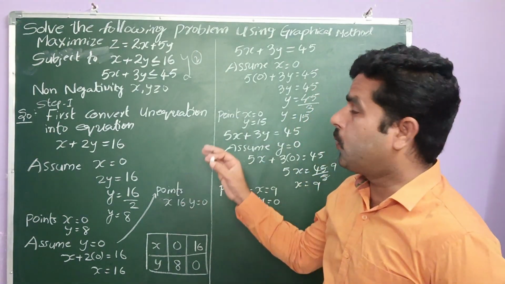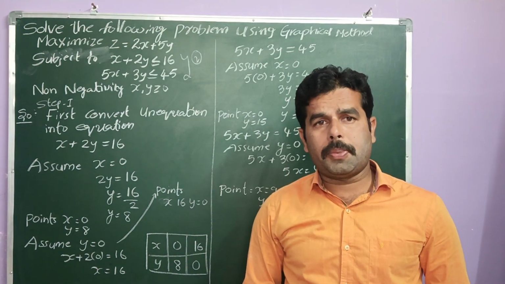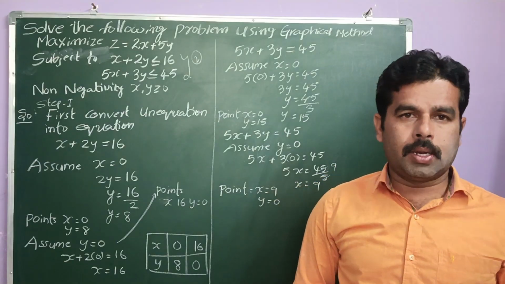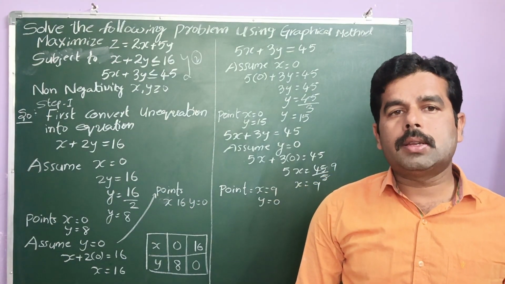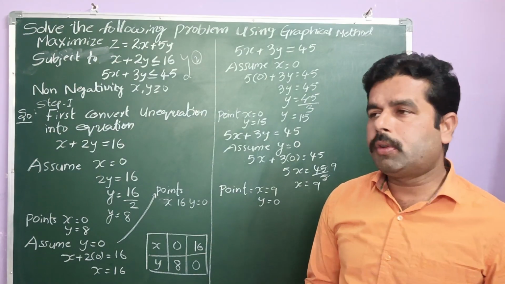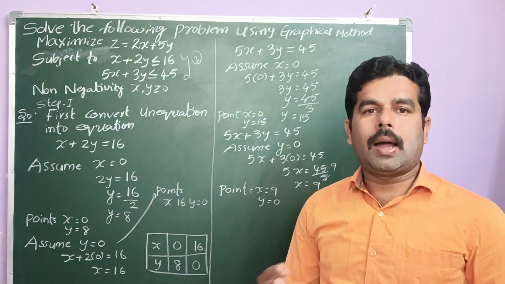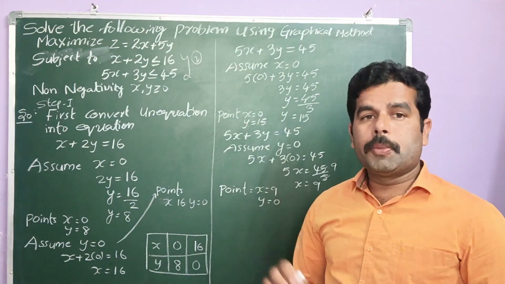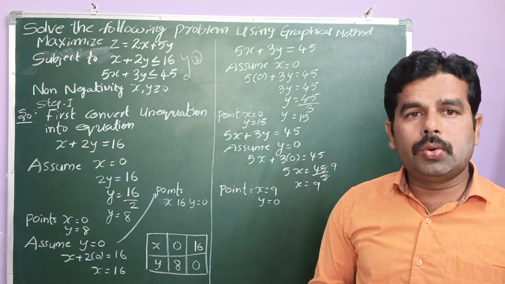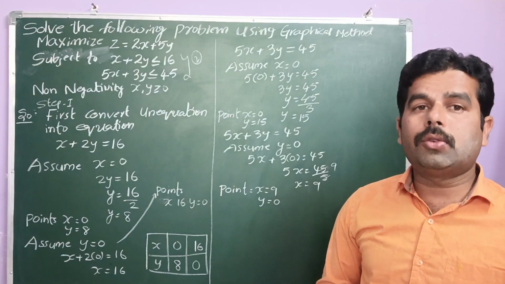Observe carefully. Already I said there are three steps. The first step: simply convert the inequation into equation. After converting the inequation into equation, find the equation points, equation 1 points and equation 2 points. Then the second step is the representation of the graph: these points should be represented on the graph paper, and then we find the corner points. Then go for the representation of the objective function, that is step number 3. Finally we have to write the conclusion.